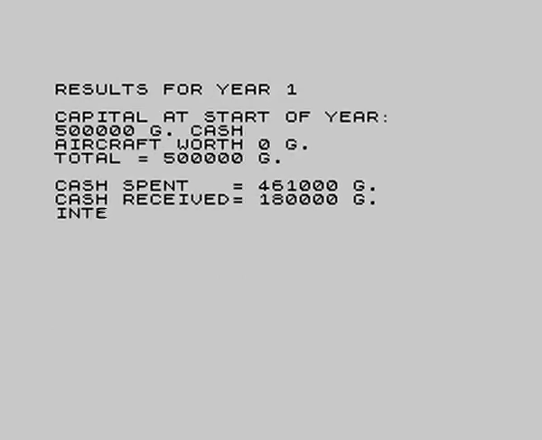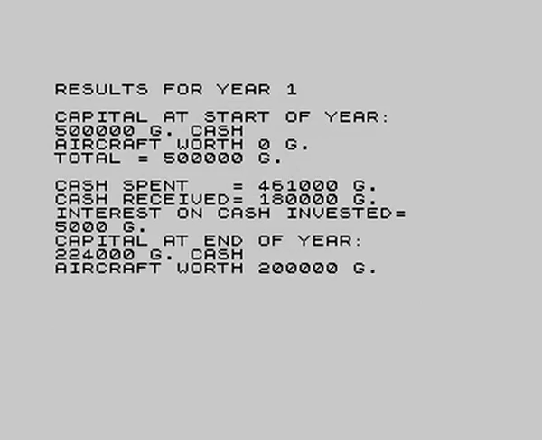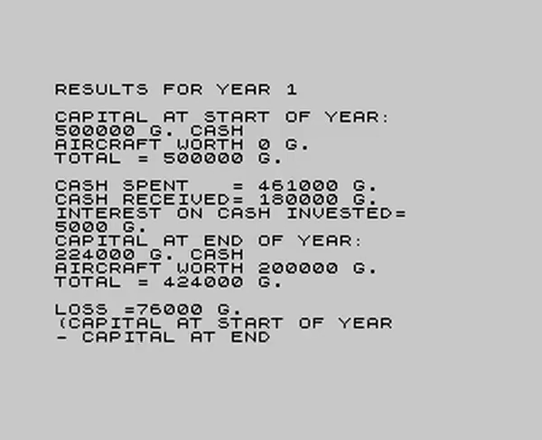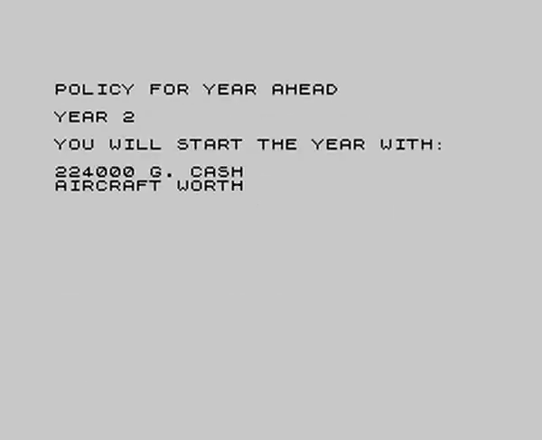Start of the year, we had 500,000 and nothing. We spent most of our money. We received 180,000 back though. Lost 76,000, but that's not too bad. We've invested in aircraft. Year ahead, year 2. Nearly 250,000.